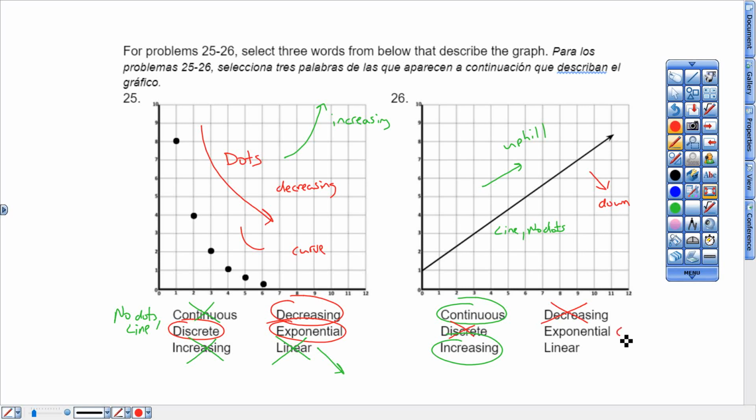Exponential is curved, and this line is straight. So linear is straight. This is a straight line, so linear. So continuous, increasing, linear. All right, moving on.